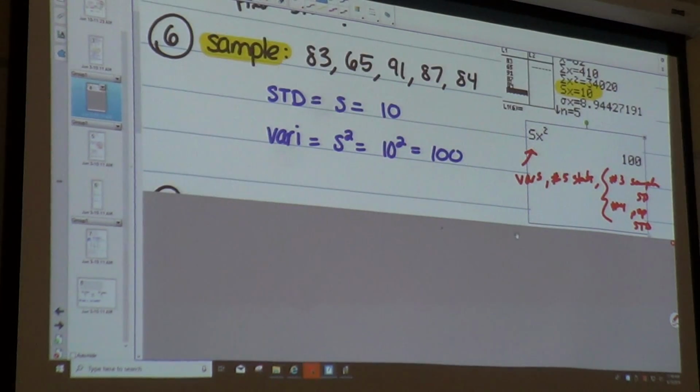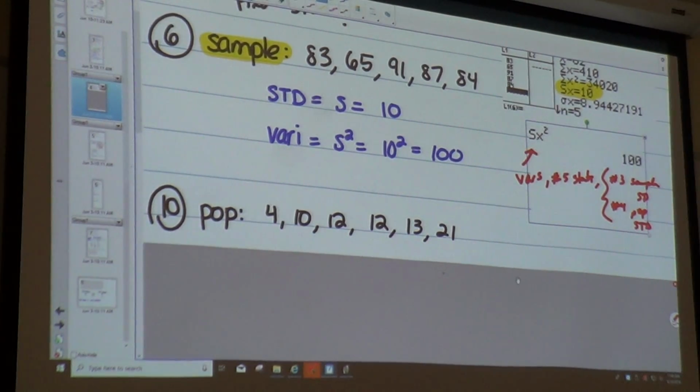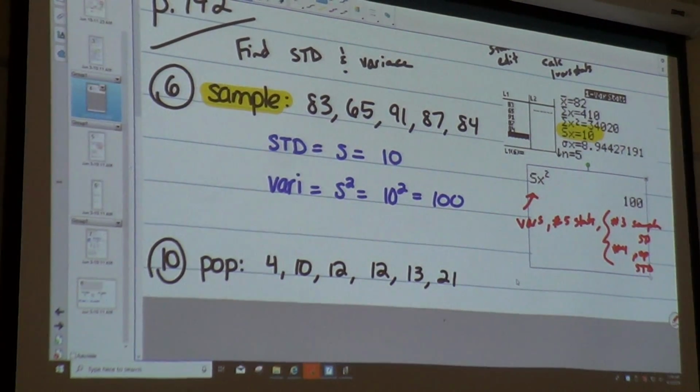All right, let's try one more. I want to know the same two things, the standard deviation and the variance.